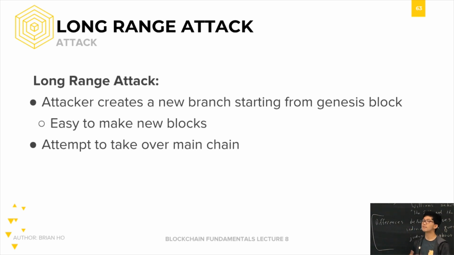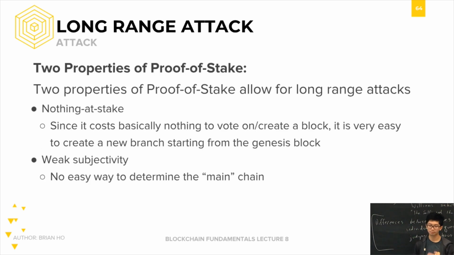So the idea is if an attacker starts a new fork, a secret fork that starts all the way from the genesis block, they can attempt to take over the main chain and actually rewrite the complete blockchain history. And so two properties that really allow for long-range attacks is that there's also the nothing at stake problem. It costs basically nothing to vote or create a block. It's very easy to create a fork that starts from the genesis block.